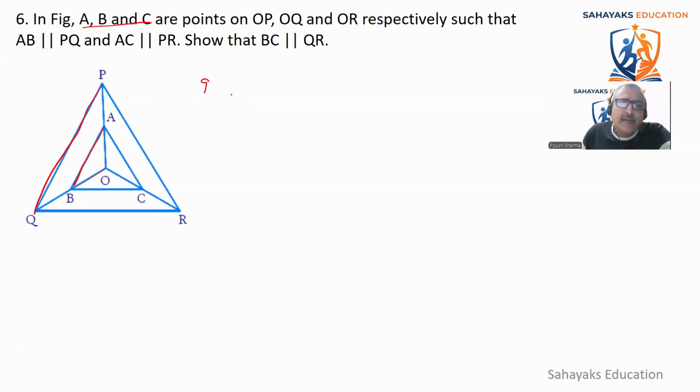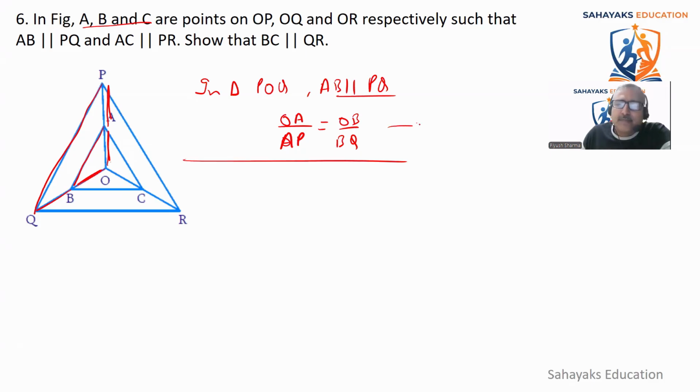So I'll just say in triangle POQ, AB is parallel to PQ. If AB is parallel to PQ, what does it mean? That means OA divided by AP is equal to OB divided by BQ. Okay, this is the first equation, and this is by theorem 6.1.